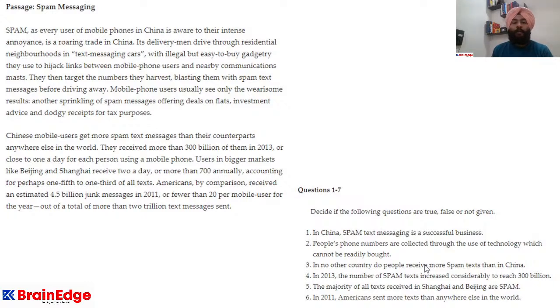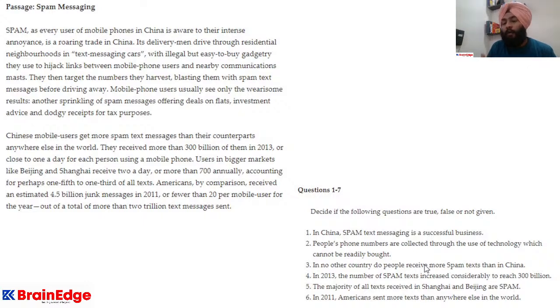Locking means this 2013 lies in this particular sentence. So the answer begins from here and the answer ends at the full stop. So this is the sentence. You need to lock the sentence. A very basic common rule for easy to medium reading passages. Okay, it's saying that in 2013, the number of spam texts increased considerably to reach 300 billion.